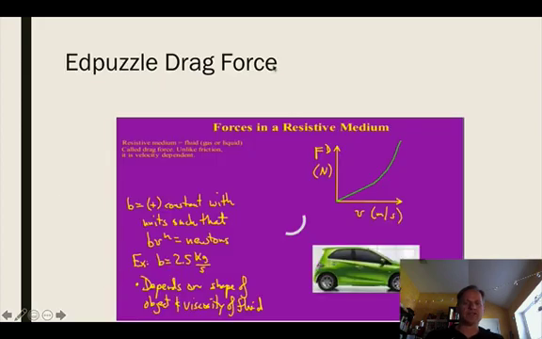Here's a screenshot of the Edpuzzle about drag force. We spoke briefly about drag force last class, and here we go into a little more detail. It's important to have this conceptual understanding before you go into the drag force lab for today, so make sure you've watched the Edpuzzle before you watch this one.